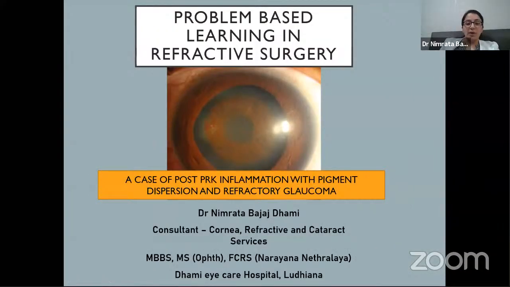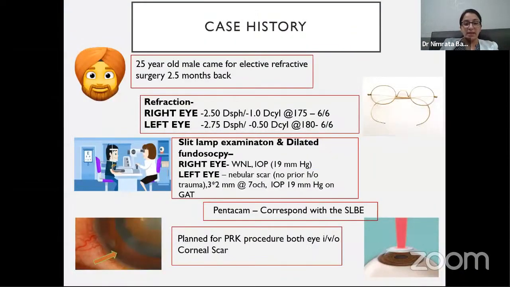So I'm going to be talking about a case of post-PRK inflammation with pigment dispersion and refractory glaucoma. Next slide, please. So this was a 25-year-old male who came to enquire about refractive surgery, with compound myopic astigmatism, refraction as mentioned. The slit lamp examination and dilated fundoscopy were unremarkable, except that there was a scar in the left eye at the 7 o'clock position, 3 by 2 millimeters in size. The Pentacam corresponded with the clinical examination, and in view of this scar, we planned a PRK procedure for this case.